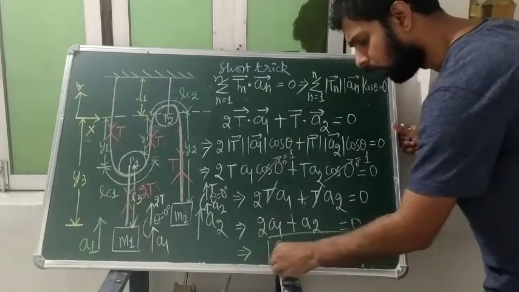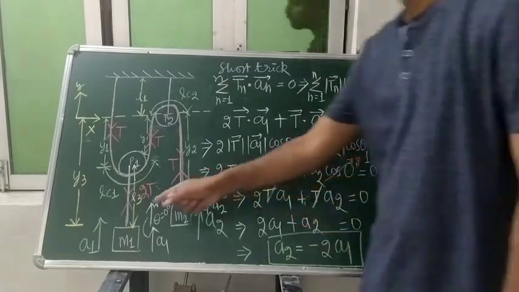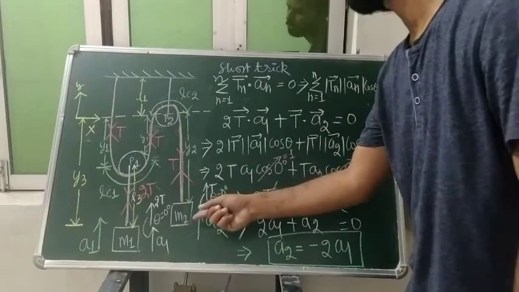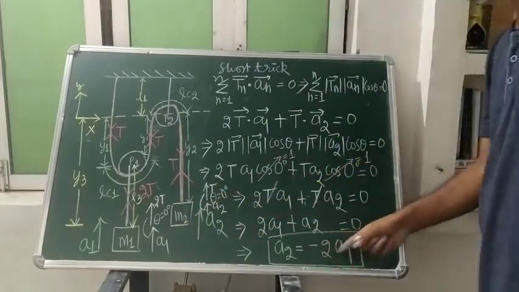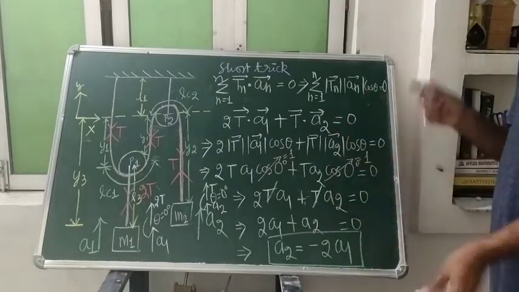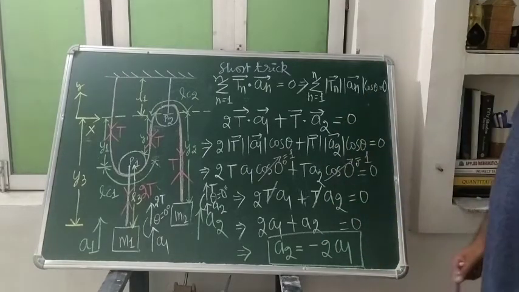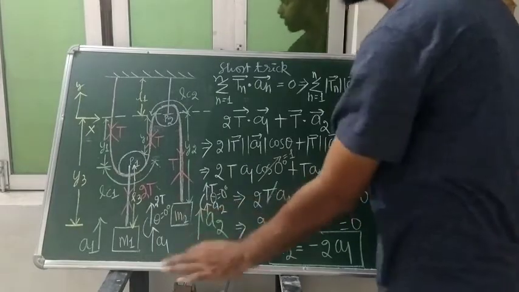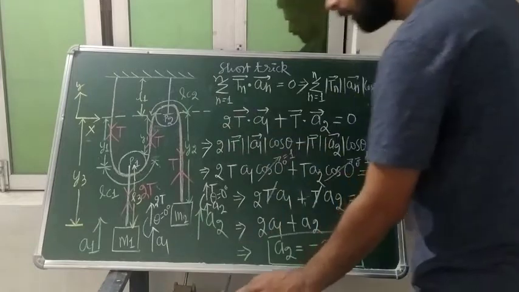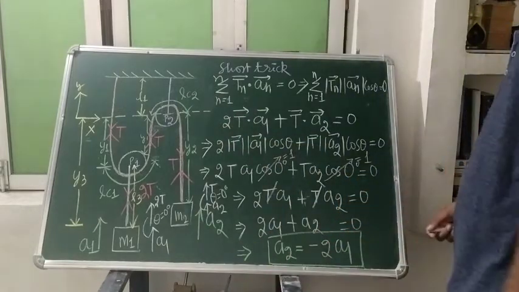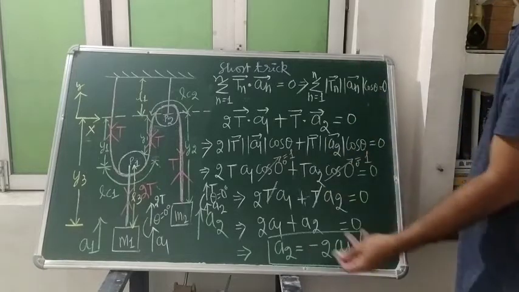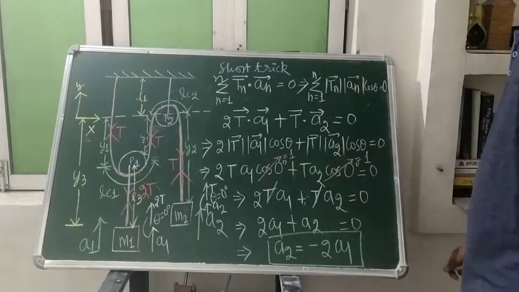Meaning is that whatever is the acceleration of this block M1, twice of that acceleration will be the acceleration of this block, and the negative sign is saying to you they will not be in the same direction, they will be in opposite direction. So whatever is your assumption, that is wrong. They will be in opposite direction, so it is representing this. By this short trick method you can save the time.